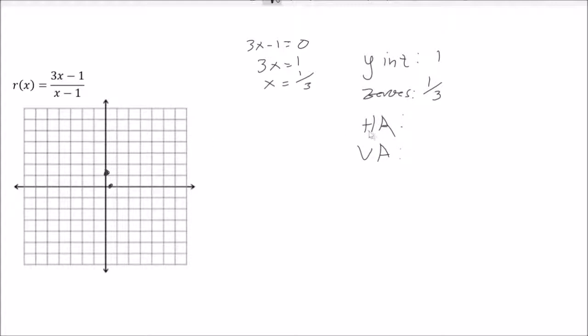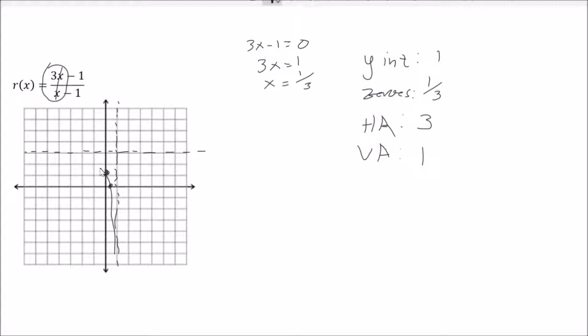Horizontal asymptote. What's that going to be? Okay, looks like I'm going to take these two right here. 3x over x. That cancels, and I get 3. What about my vertical asymptote? What would have made that denominator 0? That would have been 1. So let's put those in. So here's my asymptote at 1. Horizontal asymptote at 3. And again, the left side of the graph looks like it's probably pretty easy to sketch.